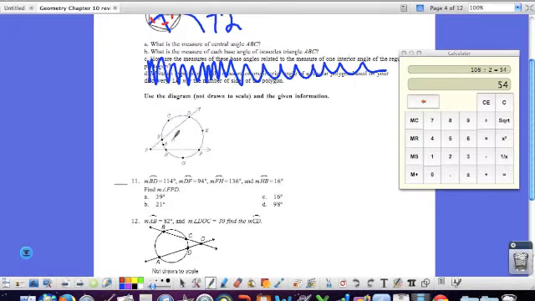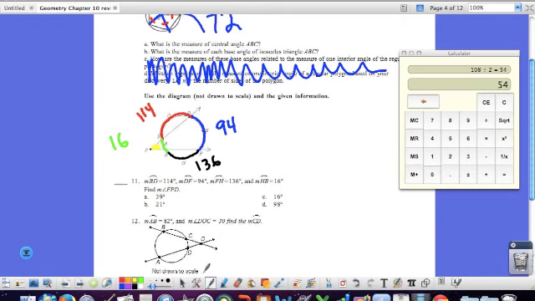In the diagram here, arc BD is 114 degrees. And arc D to F is 94. And F to H is 136. And H to B is 16. Find FPD. So I want this angle right here.